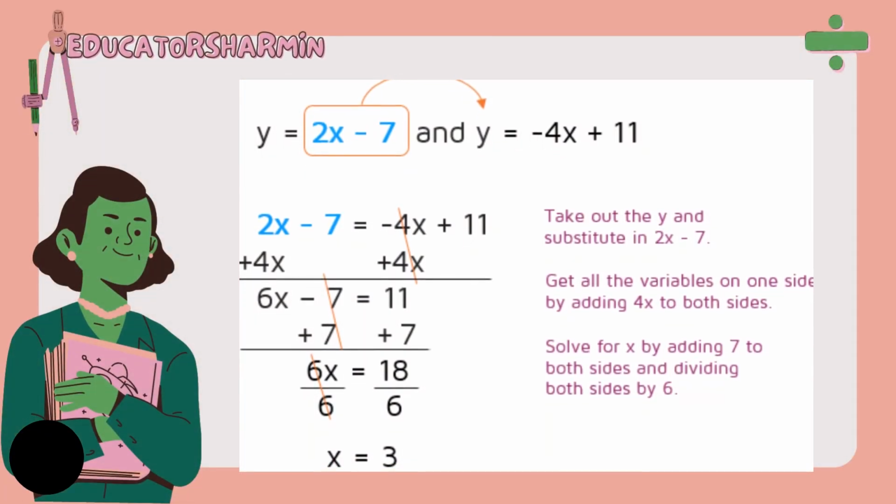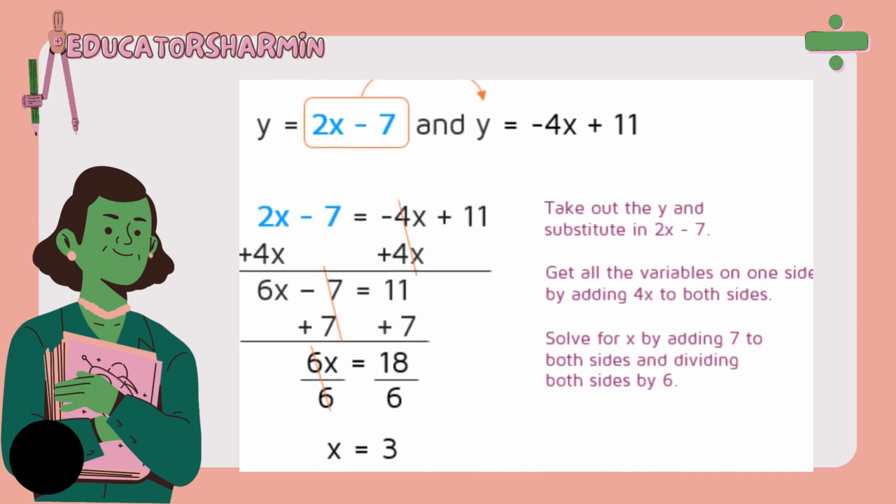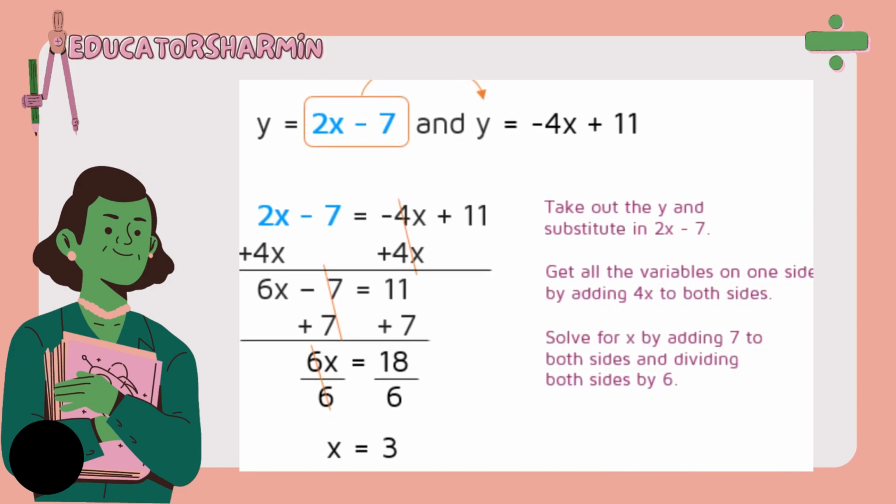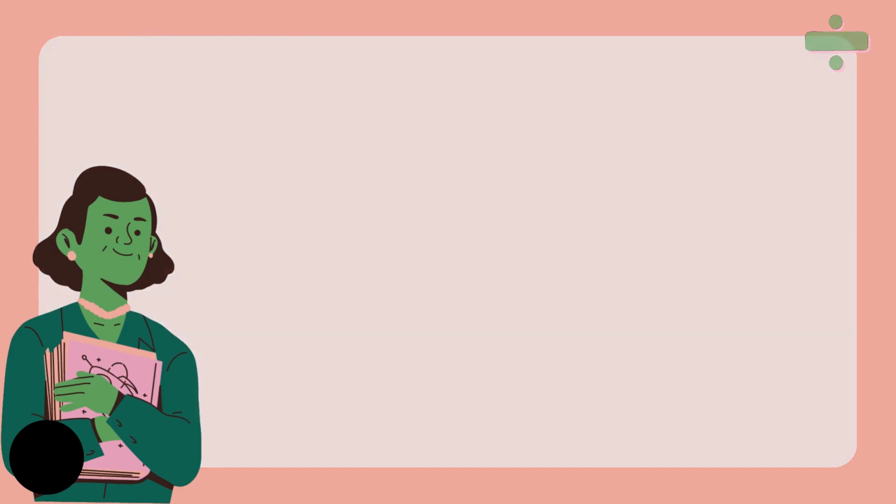Here you see another problem. Take out the y and substitute in 2x minus 7. Get all the variables on one side by adding 4x to both sides. Then solve for x by adding 7 to both sides and dividing both sides by 6.